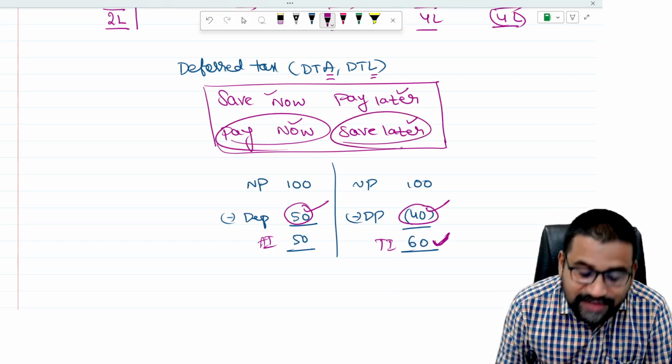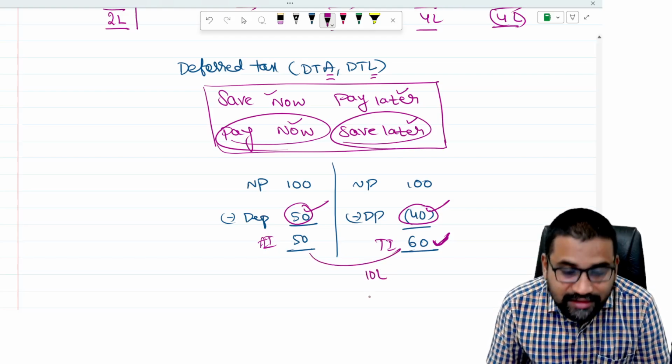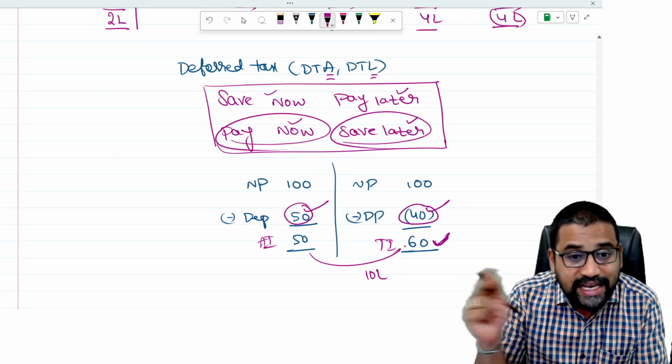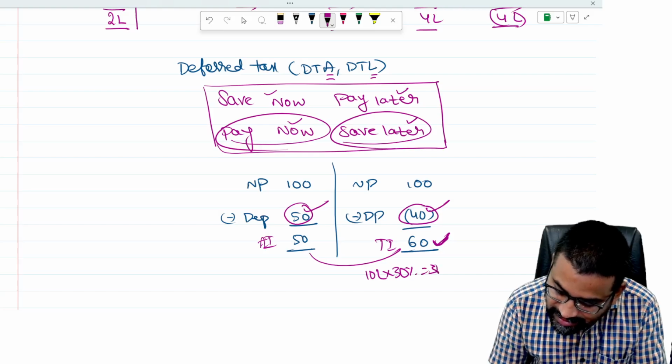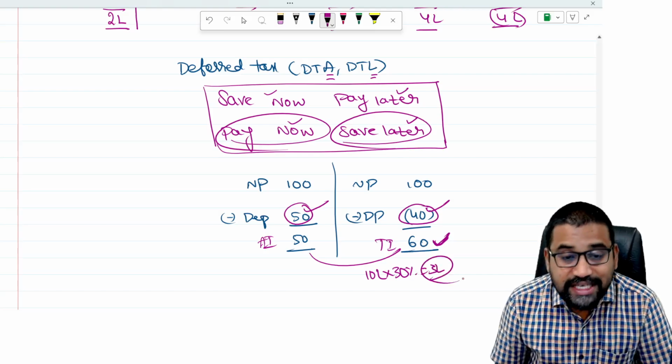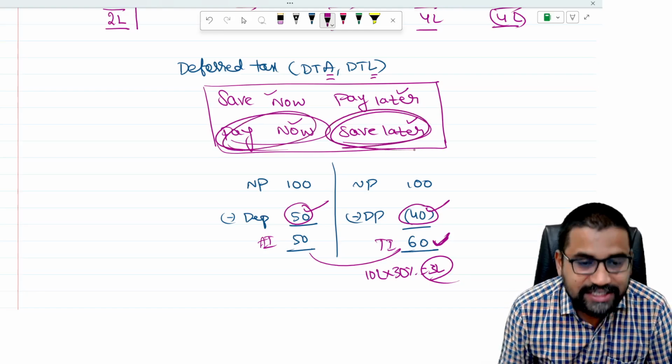So there will be savings in future. What will be the savings? See, there is a difference of 10 lakhs now. I know that this is a timing difference. This 10 lakhs is going to reverse. So what will be the tax effect on this 10 lakhs? 3 lakhs. Now what is this? Is it an asset or liability? Asset. Pay now, save later.